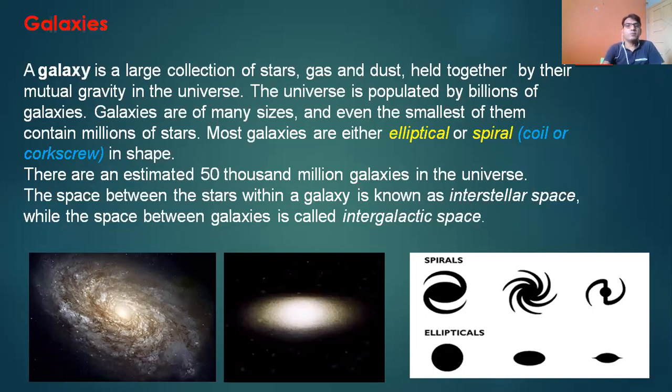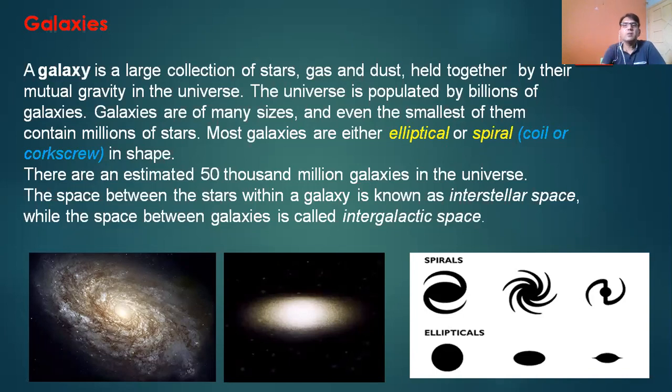Most galaxies are either elliptical or spiral. So there are two types of galaxies: elliptical and spiral. Elliptical is like an egg shape, a circular shape. And you can see here a spiral galaxy, like a coil shape or corkscrew. They always have wings.